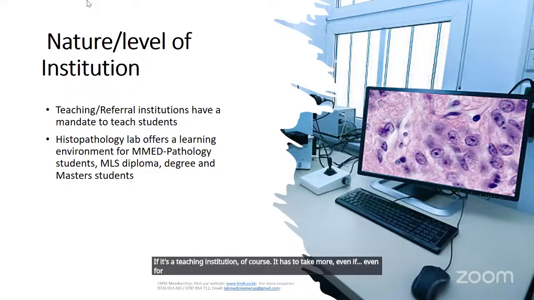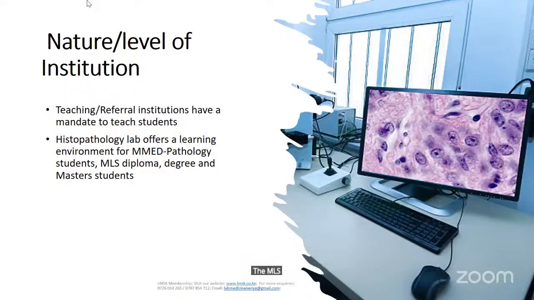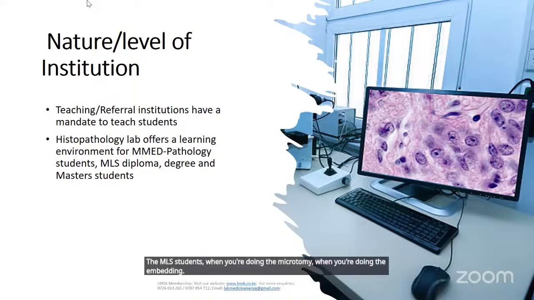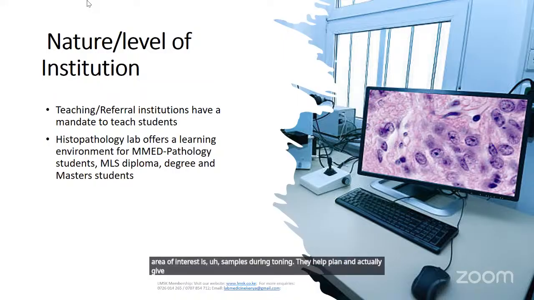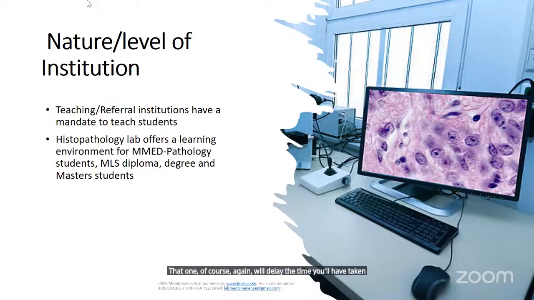Even for technical staff, with the MLS students, when you're doing the microtomy, when you're doing the embedding, you have to show them slowly how you embed, how you orientate the tissue in a mold so that the area of interest is sampled during sectioning. They have to learn, and you actually give them a chance to do 1, 2, 3. That, of course, will delay the time you would have taken if you were just blocking alone. When you're having students, even with staining, you have to explain to them why am I doing this and why am I not doing this. So the level of the institution will also determine the TAT.